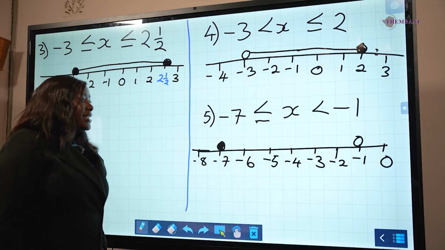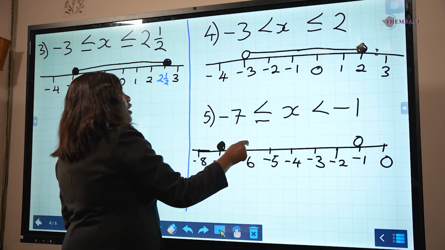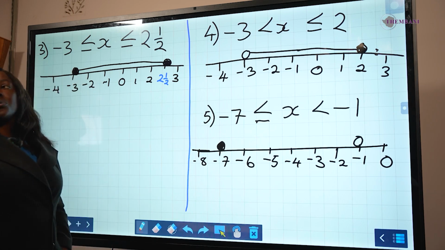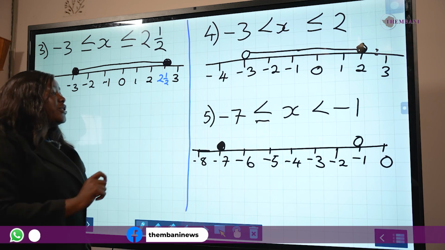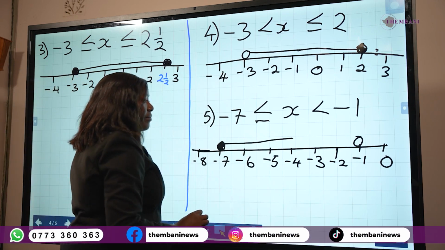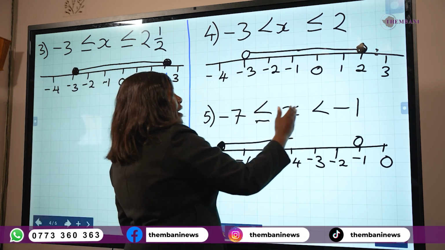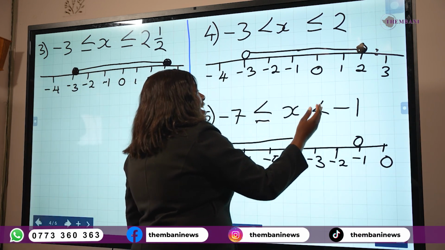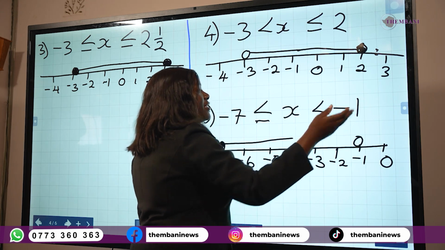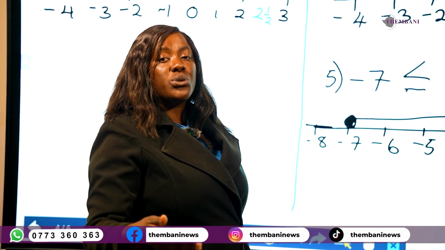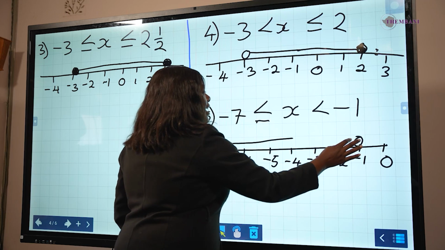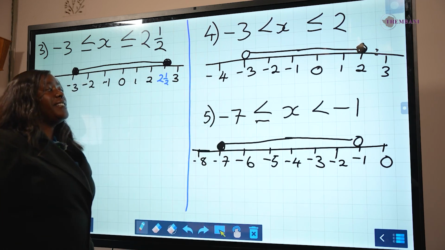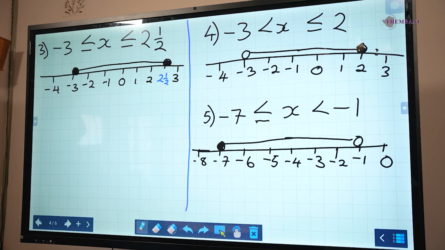Then I read my inequality. -7 is less than or equal to x. So it means I need values which are greater than. The values of x are going to be greater than -7. So these values are the values in this direction. Then I'm now reading from this point going in that direction. x is less than -1. So the values that I need for x are values which are less than -1. The values which are less than -1 are values which are moving in this direction. So I've written the solution for that inequality and I've represented it on a number line.